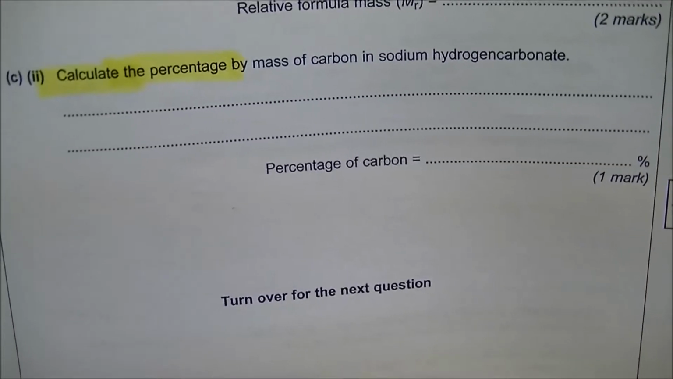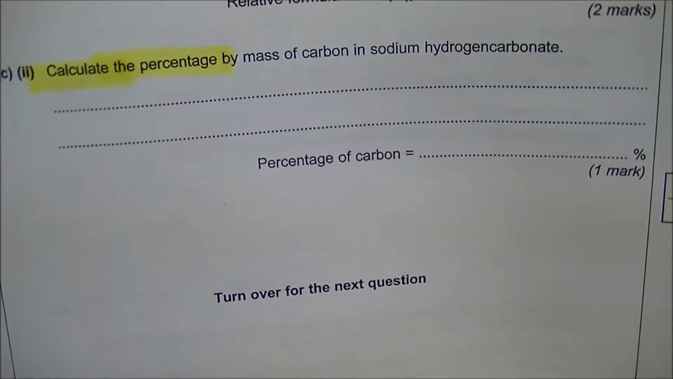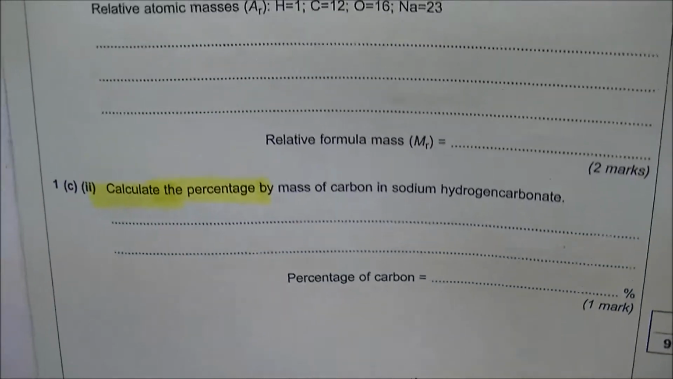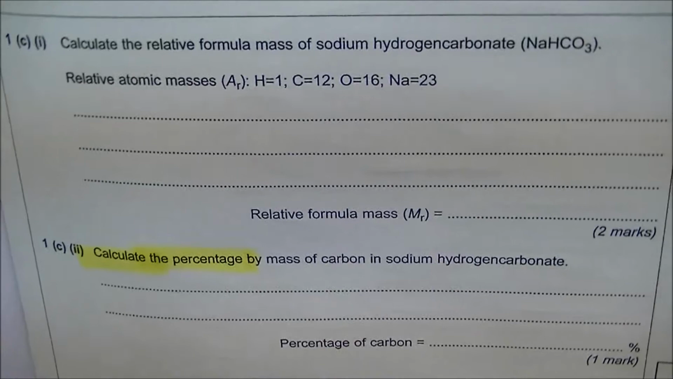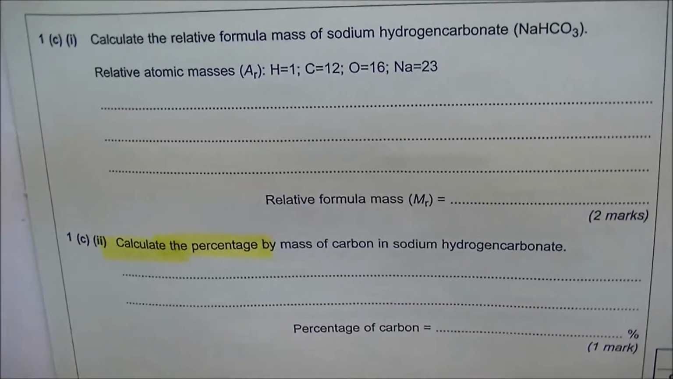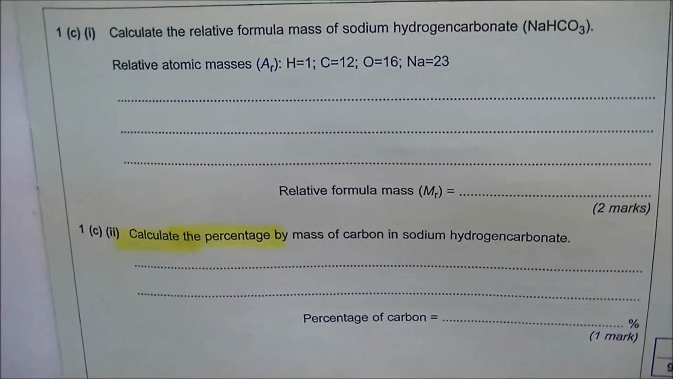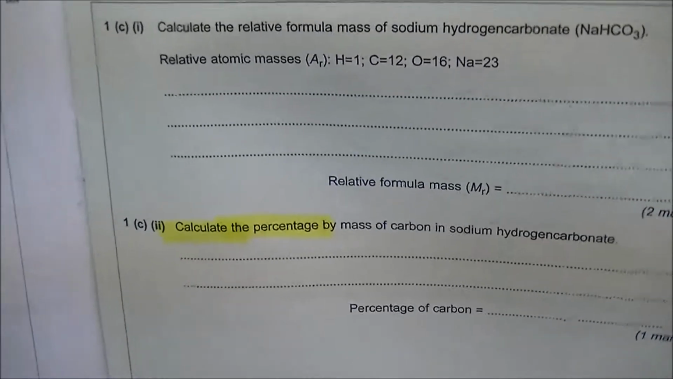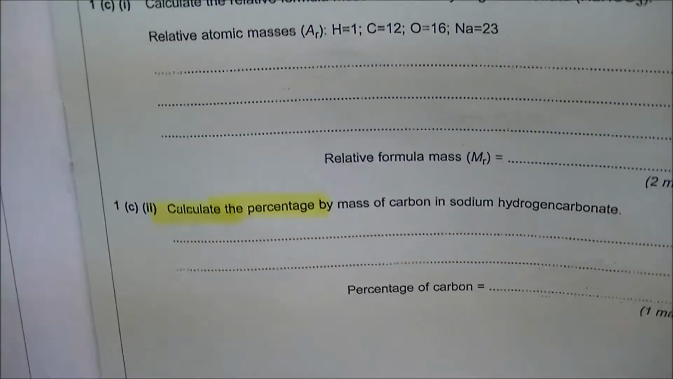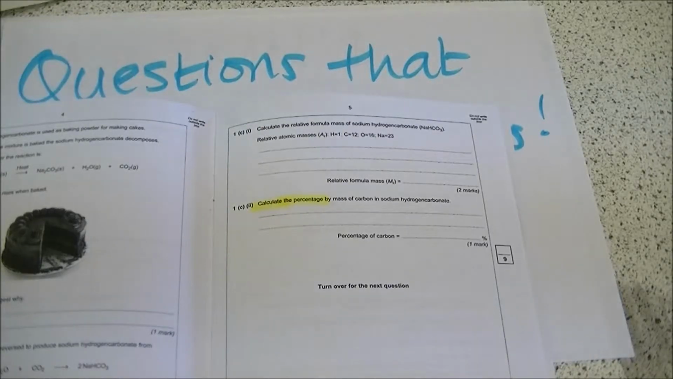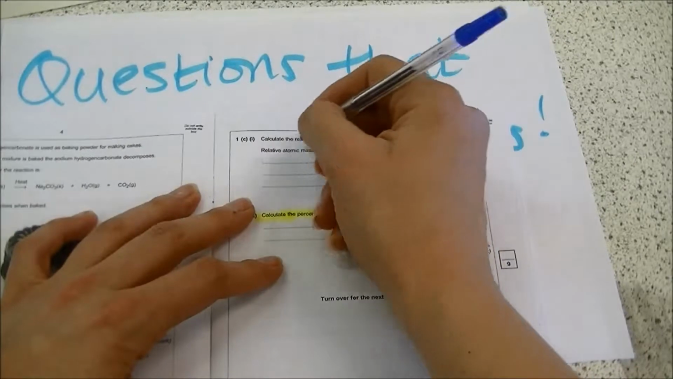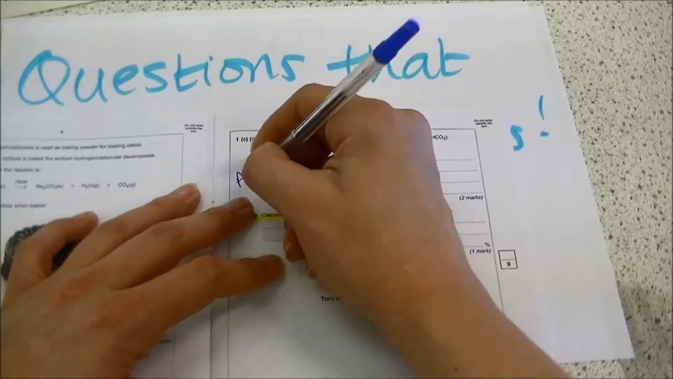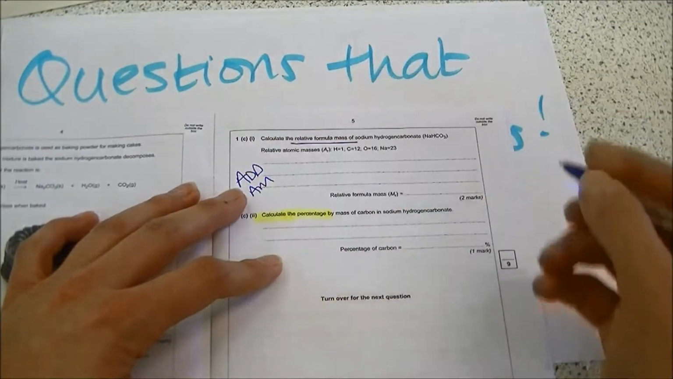So I've got to do the mass of carbon within sodium hydrogen carbonate. If I look back a question, it asked me to calculate the relative formula mass of sodium hydrogen carbonate, and it gives me the formula and it gives me the atomic masses. As soon as I see relative formula mass, I think add them. Add the atomic masses together to work out that calculation. Let's do that one first. So relative formula mass, whenever you see that, you're going to add the atomic masses together.